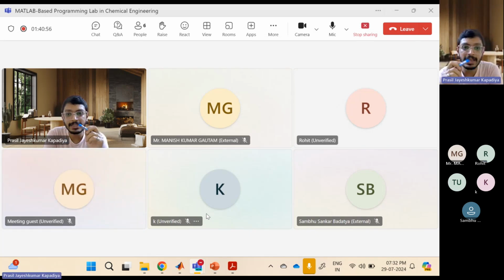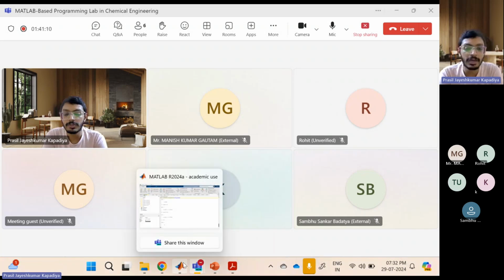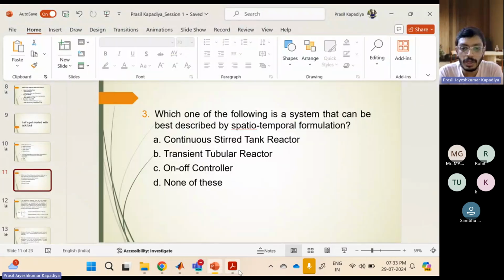So the space part is there in a plug flow reactor, and I can also see that variation with time, that at t equal to 0 at x equal to 0 location, it was this concentration. After some time, it changes. So a tubular reactor is also similar, there are tubes in the reactor. So the concentration will vary along the length of the tube and along the time. So my answer should be transient tubular reactor.